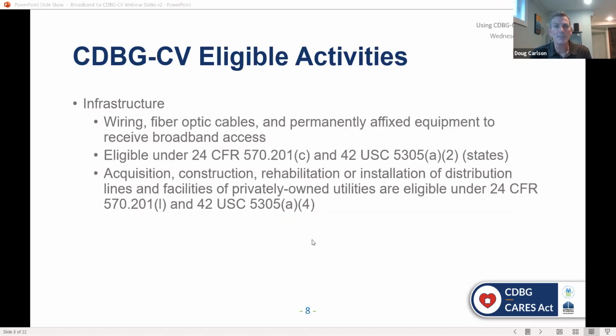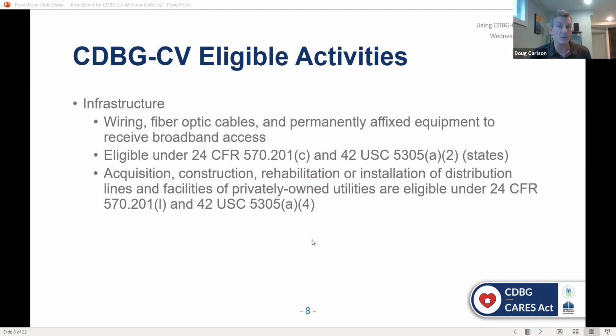So I'm going to go over some of the elements of what are the categories of eligible activities, for the most part, not all of them, of course, but the category of eligible activities that can be used and are often used to support broadband activities. And there are several that I'm going to go through.